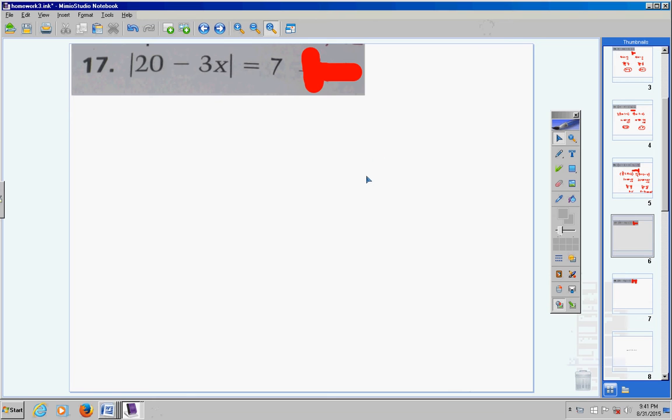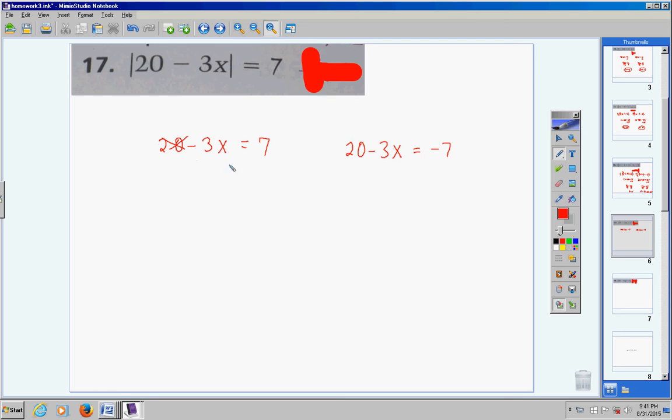Okay, step 1. Go ahead and isolate the absolute value. It's already done. So step 2, write your two equations. We write it just like it is, without the absolute values. Then take the left side, leave it the same, and your positive 7 right here becomes a negative 7.